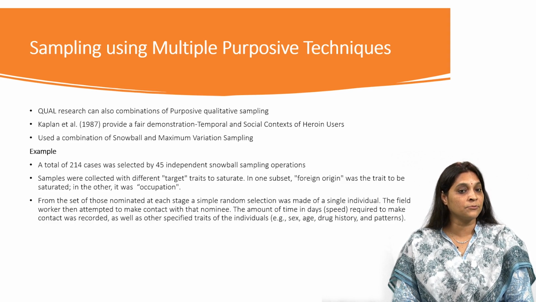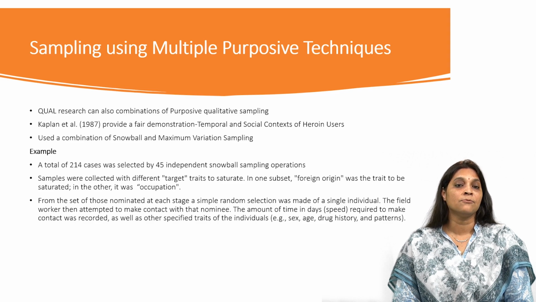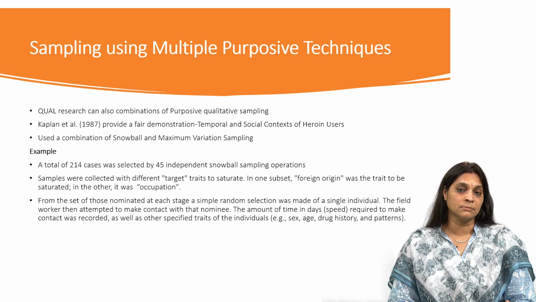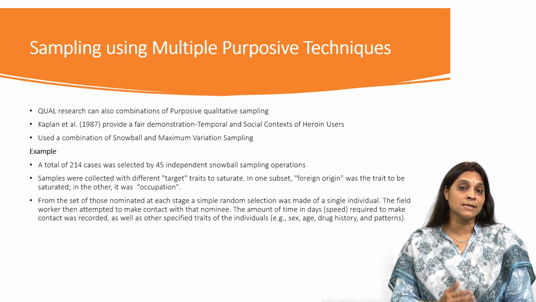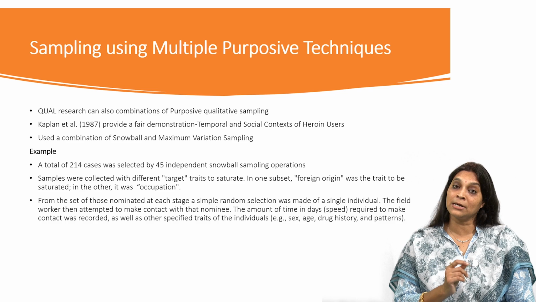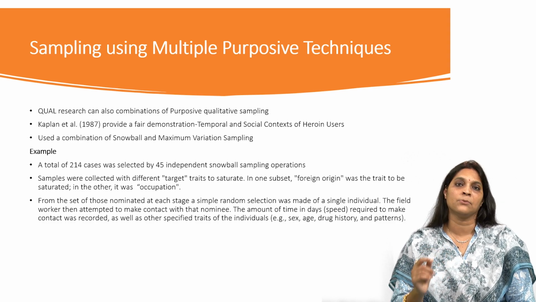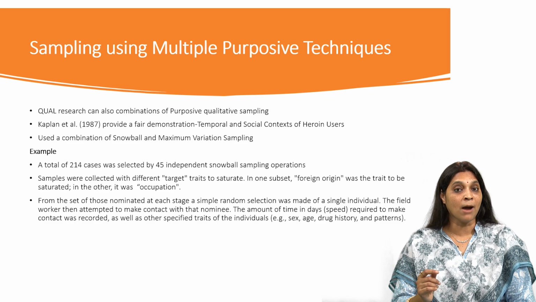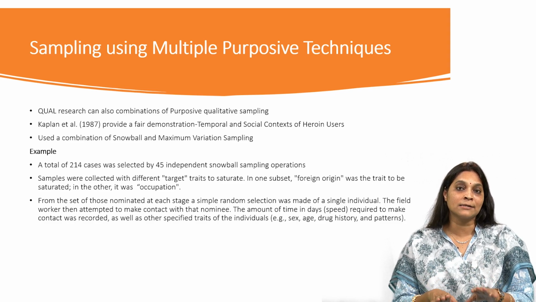So, a total of 214 cases was selected by 45 independent snowball sampling operations, and samples were collected with different target traits to saturate. So, in one target trait, in one subset they were saturating for an origin, and while in another subset they were saturating occupation. So, if we look at this point where different traits were saturated, it was maximum variation sampling that was happening. But the overall idea of collecting respondents for the study was done through snowballing.